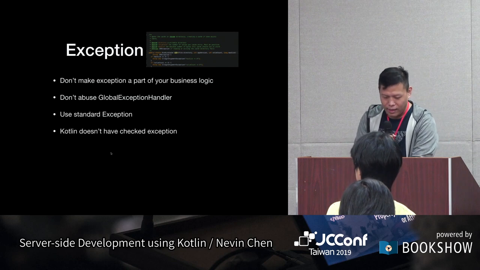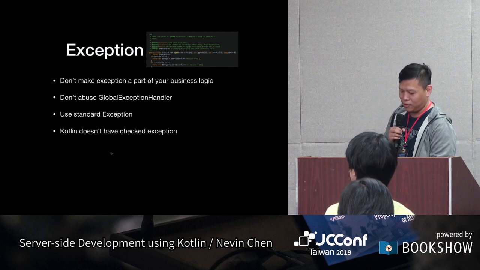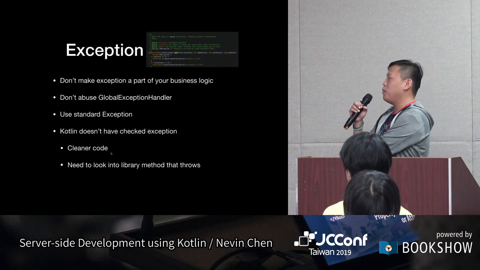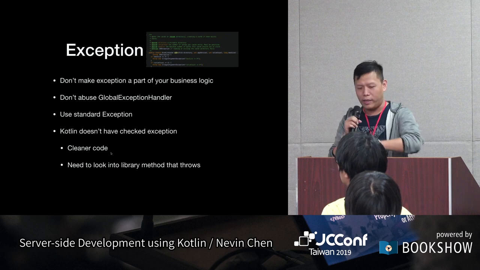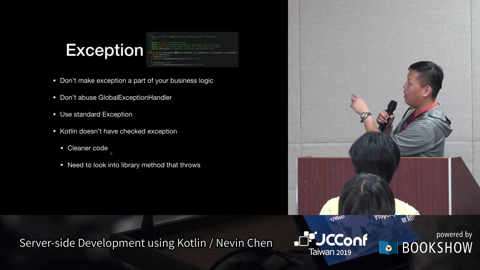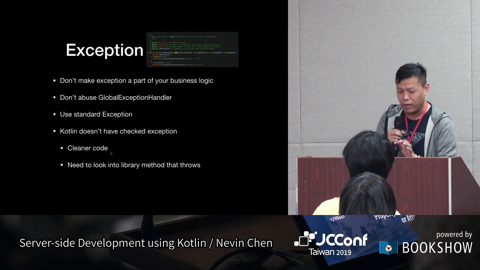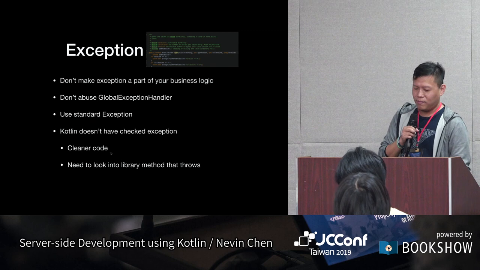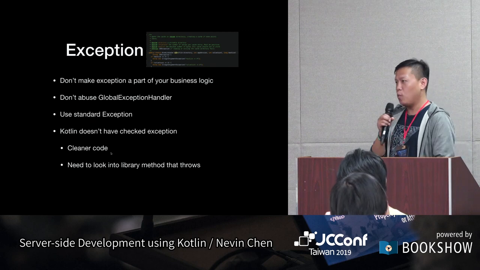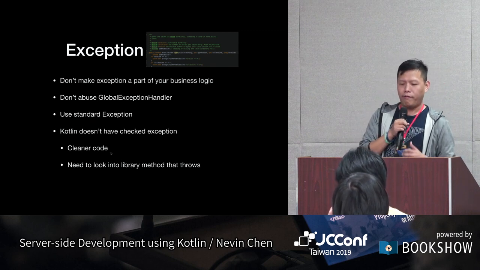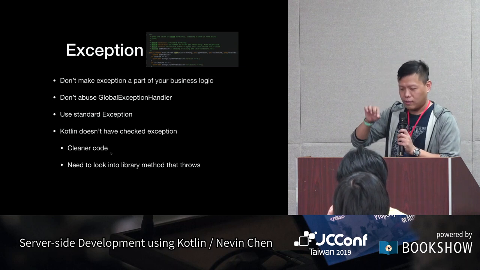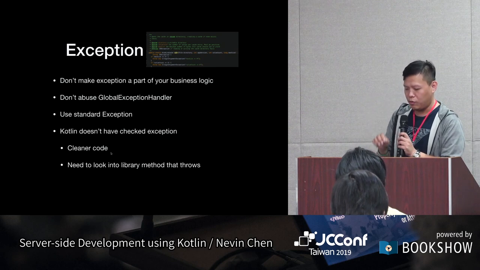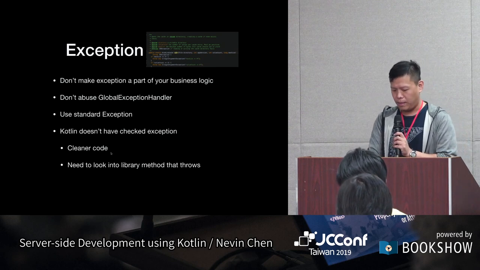Use the standard ones. And Kotlin doesn't have checked exceptions, so it's great, it gives you cleaner code. But if you really want to handle that, you need to look into the library that you use. For example, the library I should show you is the DiskLruCache. It will throw something, but if you don't try-catch, Kotlin will not complain. But probably you want to do something around it that will affect your business logic. So know your library, it's very important. You need to click into every function your library uses and see what it will throw.